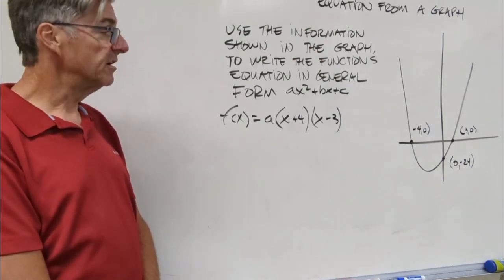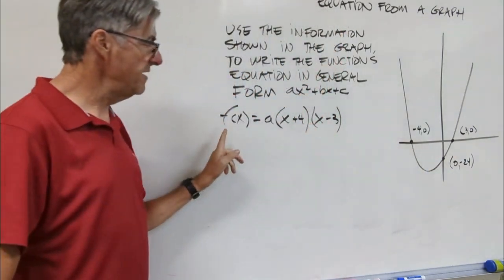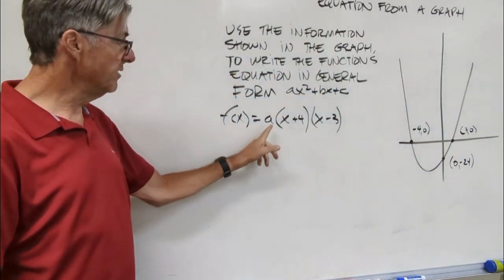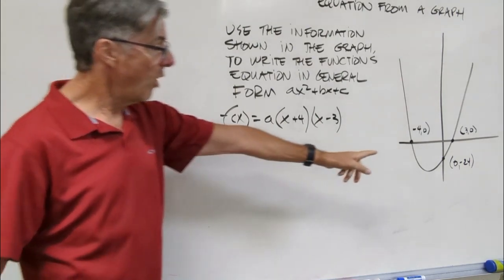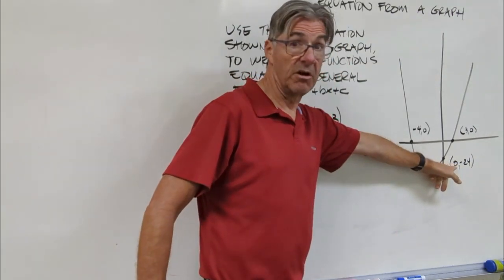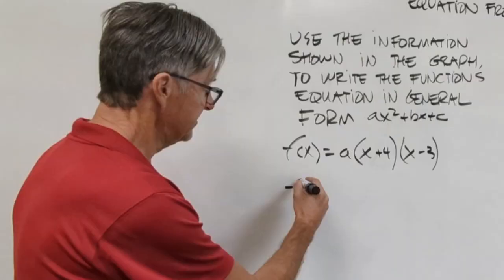What we have to do here is we also have to use our y-intercept, plug that information into the equation, and then we can find out what a is. So let's think about that. The y-intercept happens when x is 0, and then y is -24. So that allows us to do this.